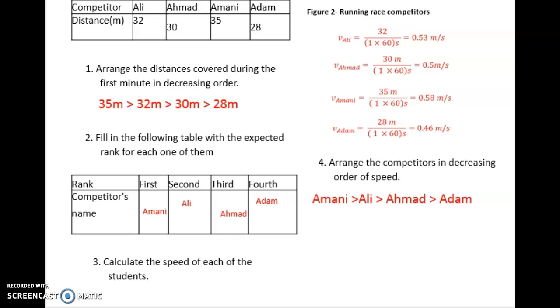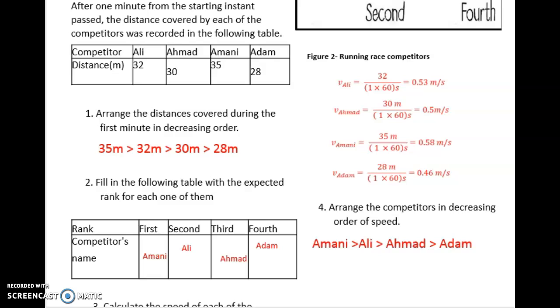Calculate the speed of each of the students. Of course, here it is the average speed, because we are going to consider total distance during a certain interval of time. So the average for Ali is 32 meters over 1 minute. We multiply by 60 to convert it to seconds because each minute is equivalent to 60 seconds, and we obtain the following values for all.